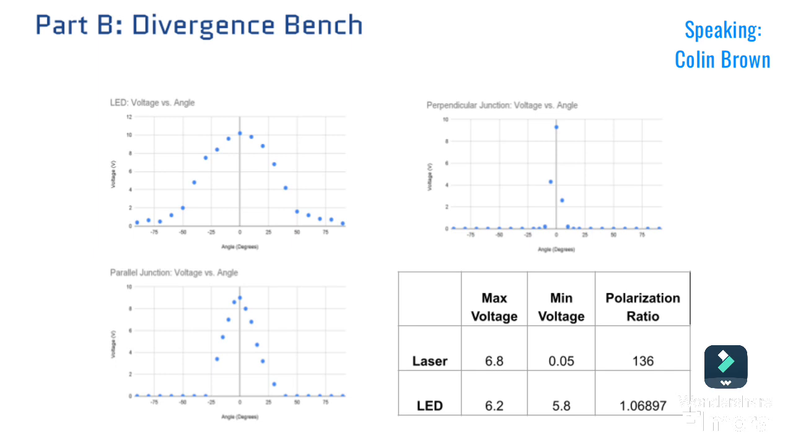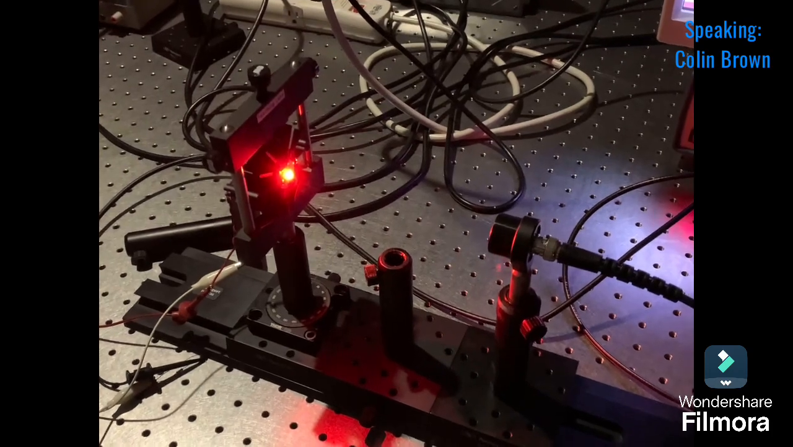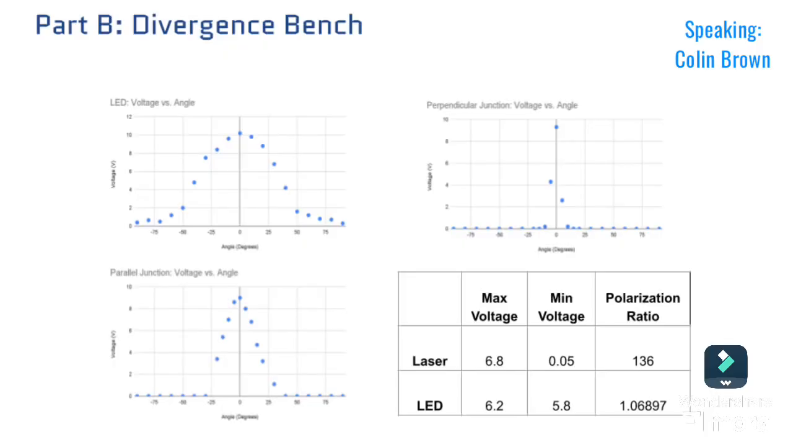In part B of this lab, we measured the divergence of an LED and a laser diode. For the LED, we mounted it in a rotation stage pointing 90 degrees away from our photodiode. We drove the LED with a 100 Hz signal and recorded the peak-to-peak voltage for angles from -90 to 90 degrees. This gave us a fairly good Lambertian distribution.